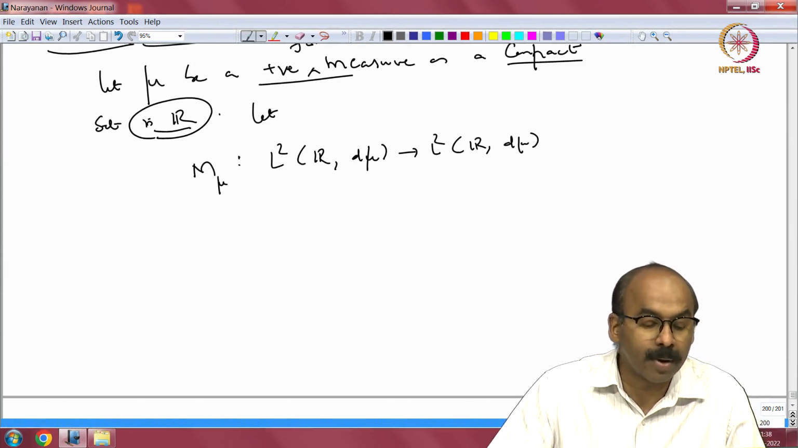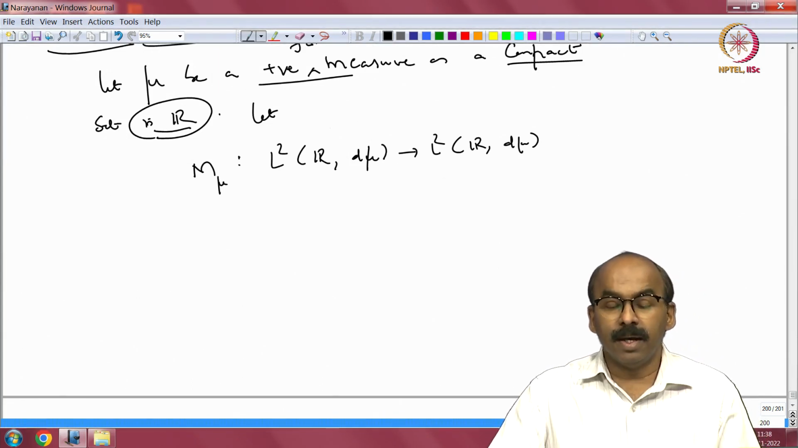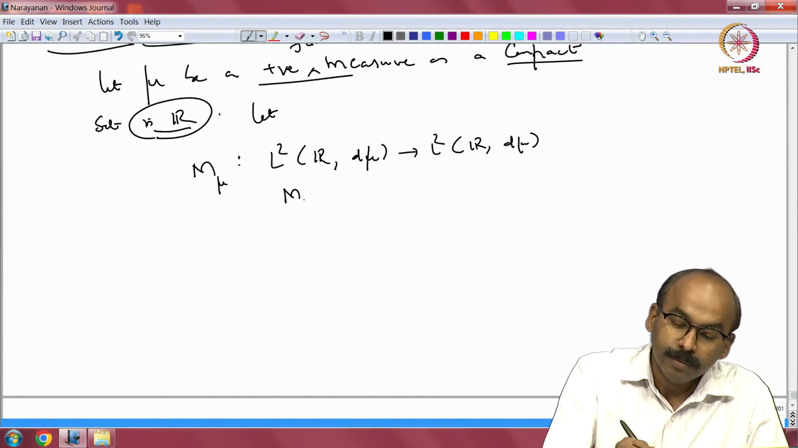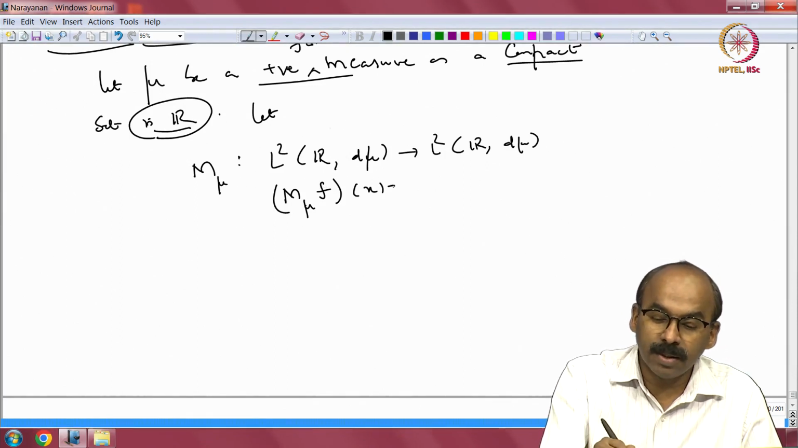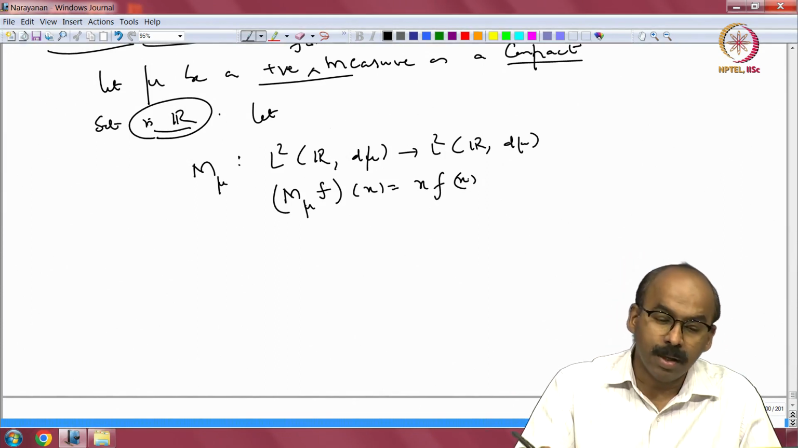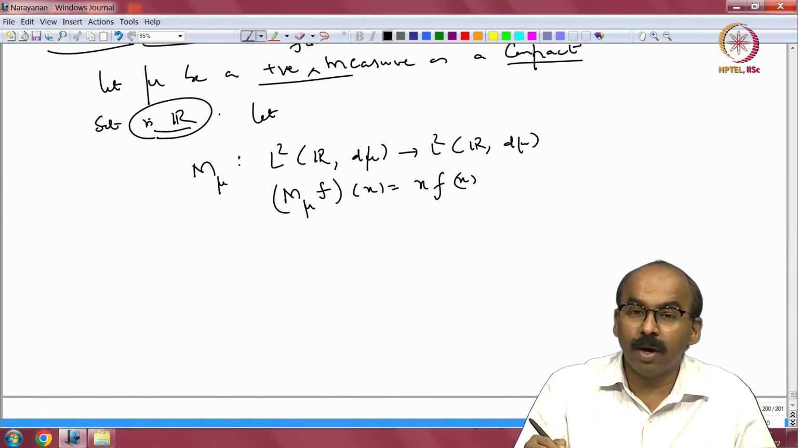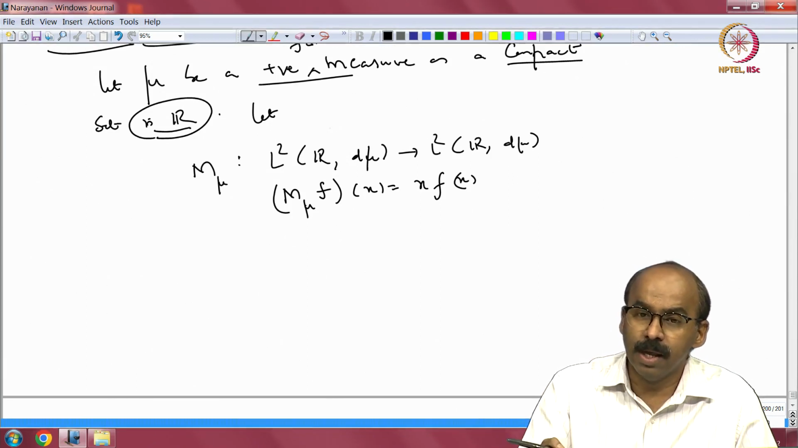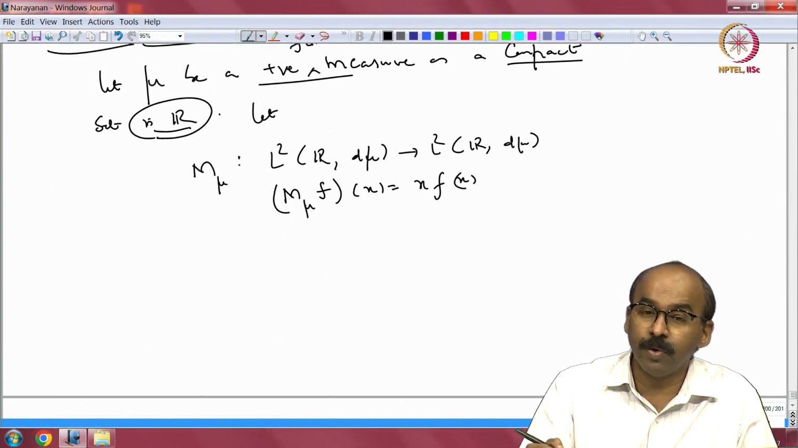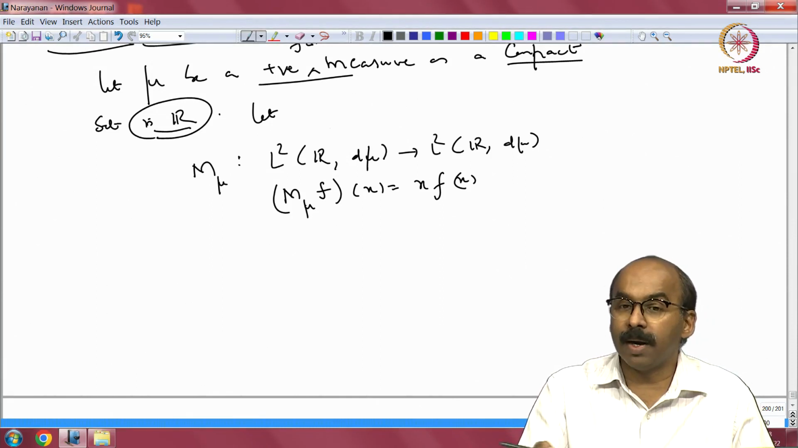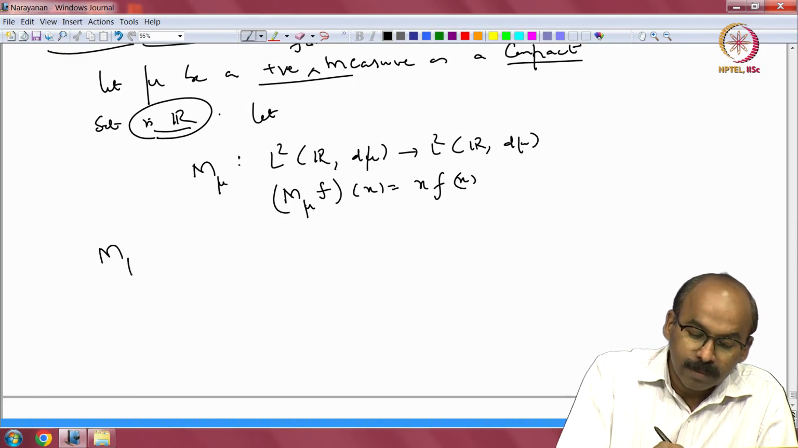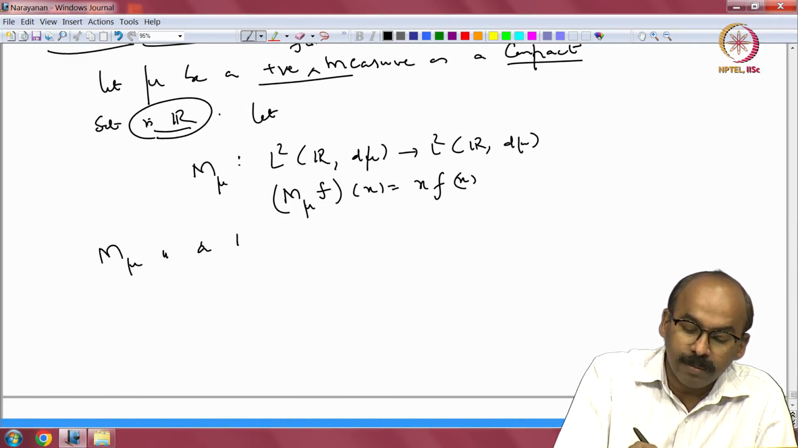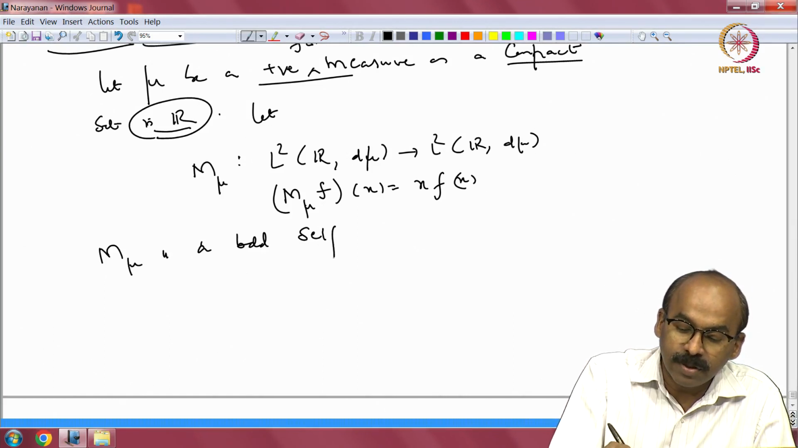The multiplication operator M sub mu is defined by M sub mu f at a point x being simply x f of x. Okay. So, mu has bounded support, so x runs over only the support of mu. You can take the supremum of x over the support of mu and you will get a bounded operator, and it is clearly self adjoint. So, M sub mu is a bounded self adjoint operator.